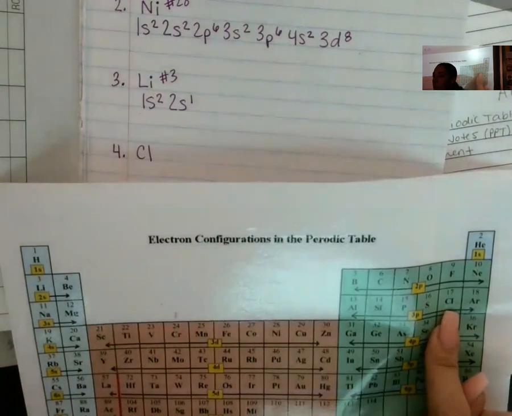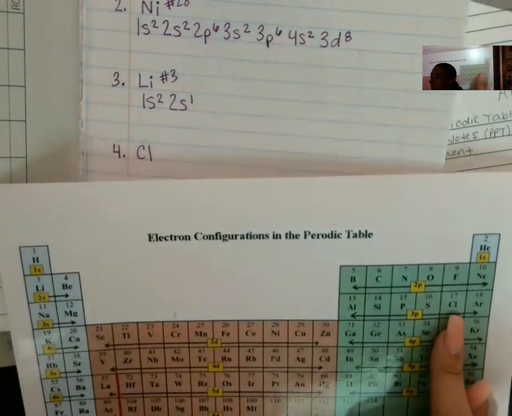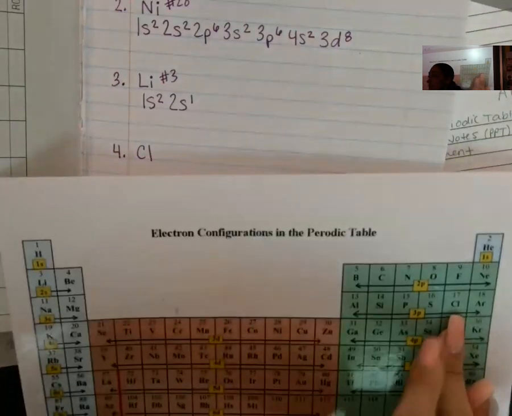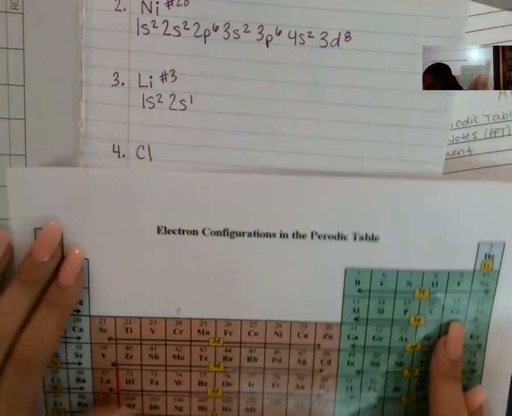Now, this is great for a multiple choice test. Whenever I give you the electron configuration, just look at the end, and you know where to stop. You know what element it is.